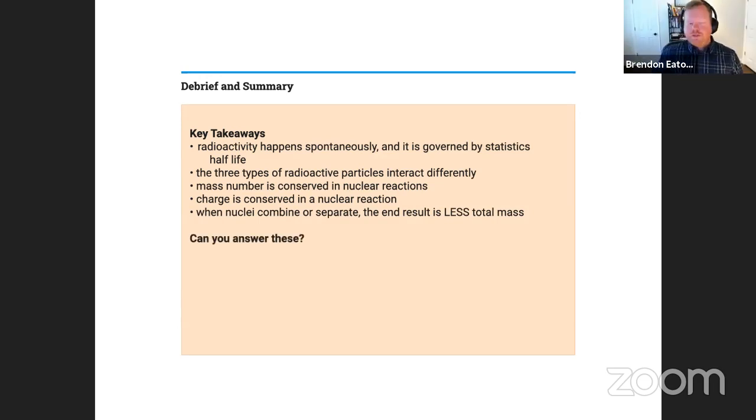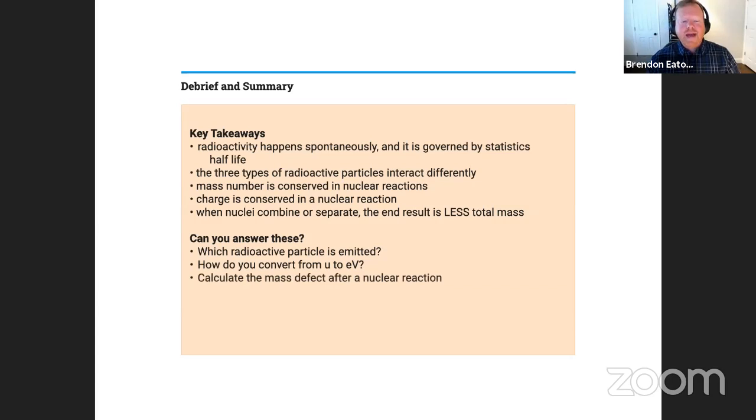All right, and can you answer these 3 questions? Which radioactive particle is emitted and when? How do you convert from U, AMU, to electron volts? And how do you calculate the mass defect after a nuclear reaction?